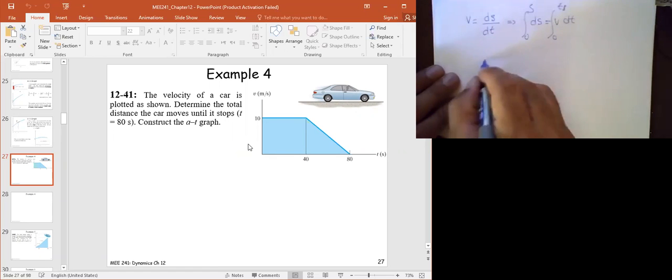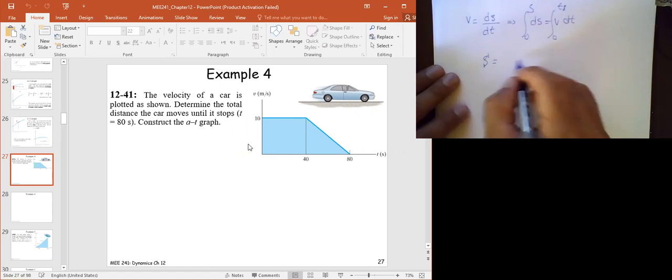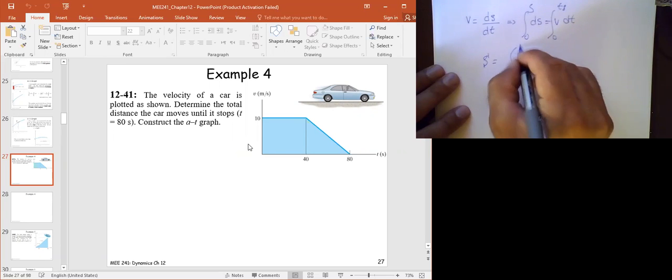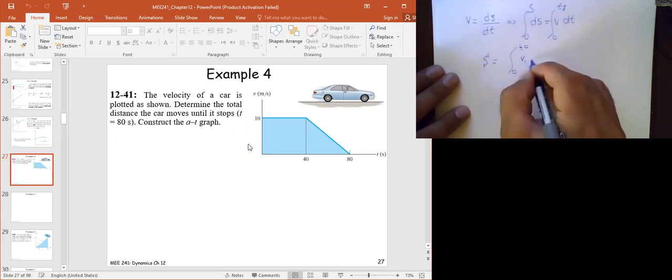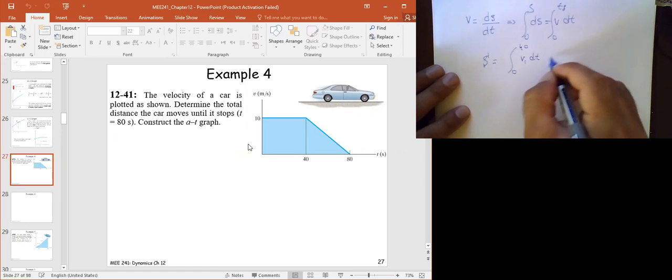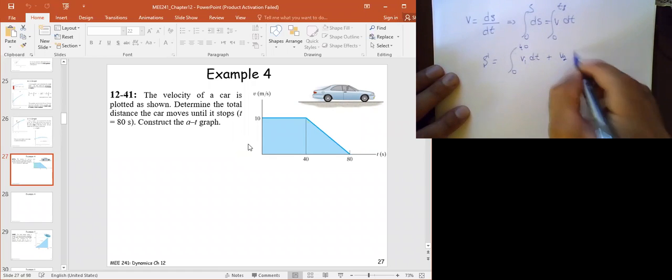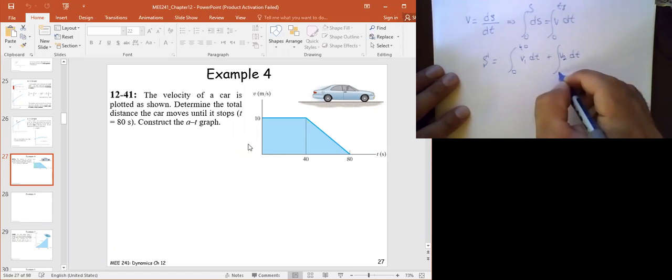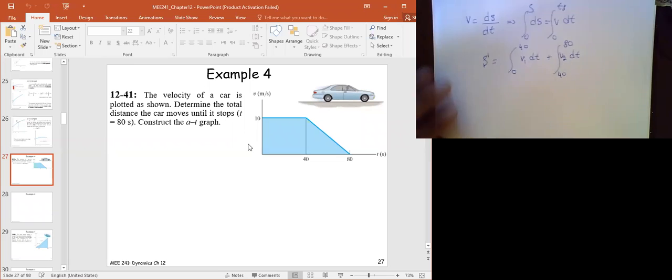So the total distance is equal to the integral from 0 to, let's say, 40 of V1 dt, where I have to express V1 as a function of time, plus the integral of V2 dt from 40 to 80, right? Because V1 and V2 are two different mathematical functions.